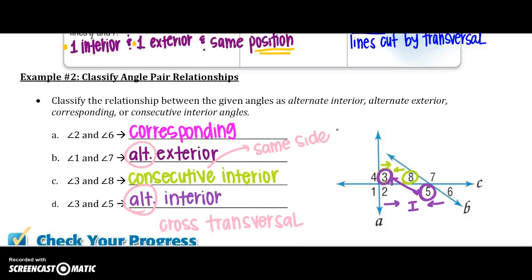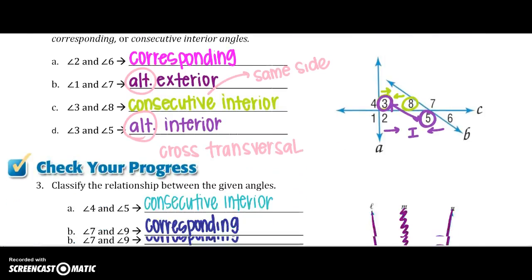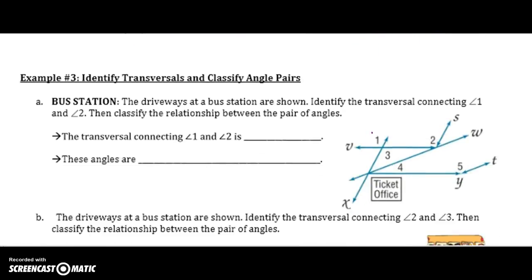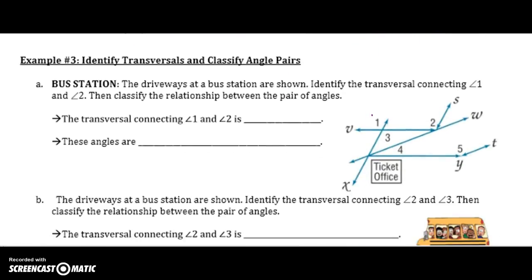All right, go ahead and stop and try checkpoint number 3, A, B, C, and D. Here are your answer keys. And last one. The driveway at a bus station are shown. Identify the transversal connecting angle 1, there's angle 1, and angle 2. Then classify the relationship between the angles.